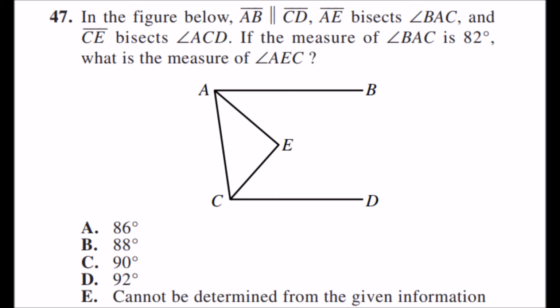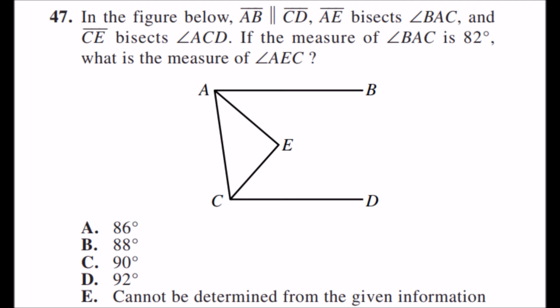This problem states that segments AB and CD are parallel, AE bisects BAC, which means it splits the angle in half, and CE bisects ACD. You were also told that BAC is 82 degrees, so what is the measure of AEC? Okay, so just soak that in for a second. The first thing you have to do is understand that you will have to use the diagram given and make some drawings and visualizations to help you answer the question correctly.